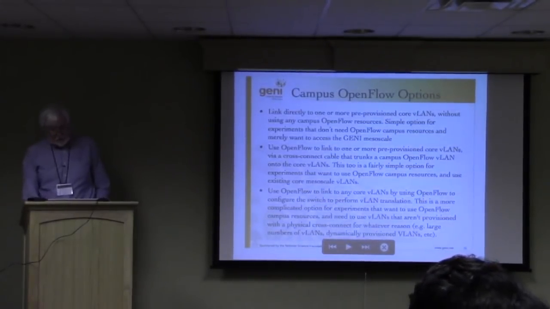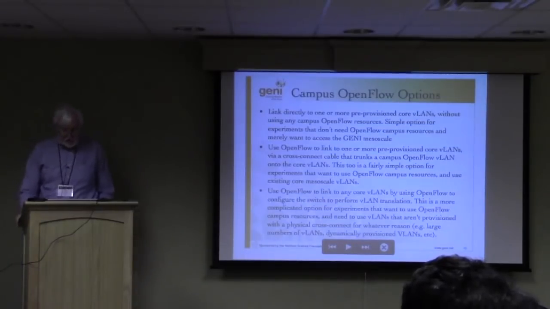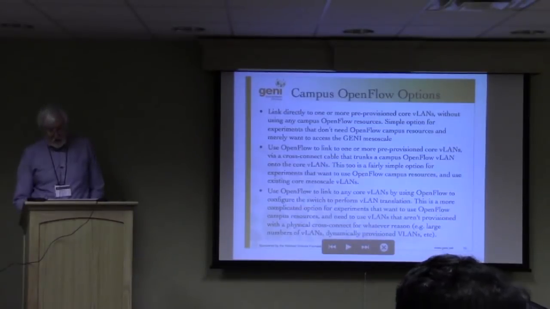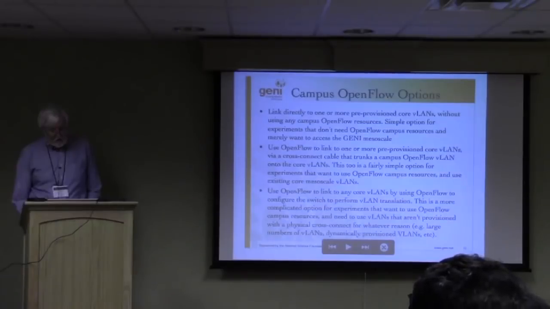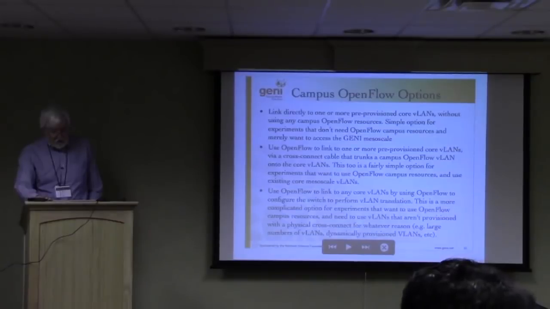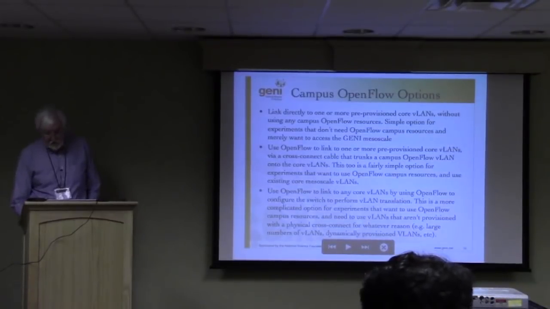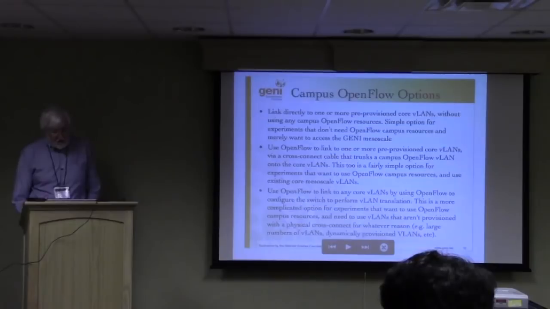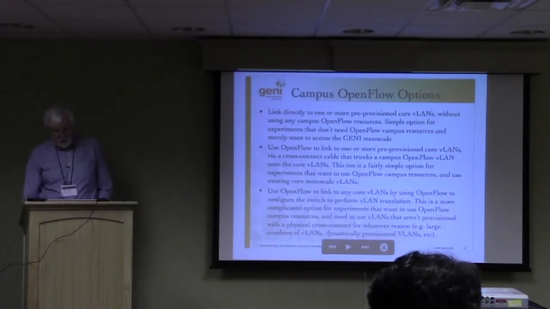So the options. You can link directly to one or more pre-provisioned core VLANs without using any campus OpenFlow resources. A simple option for experiments that don't need OpenFlow campus resources, merely want to access the GENI mesoscale environment itself. You can use OpenFlow to link one or more pre-provisioned core VLANs via cross-connect cables that trunk campus OpenFlow VLAN onto the core VLANs. This too is a fairly simple option for experiments that want to use the OpenFlow campus resources and the existing mesoscale resources.